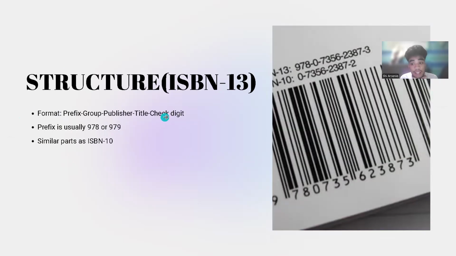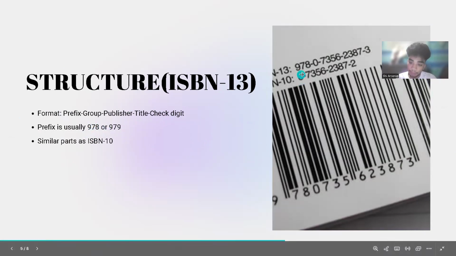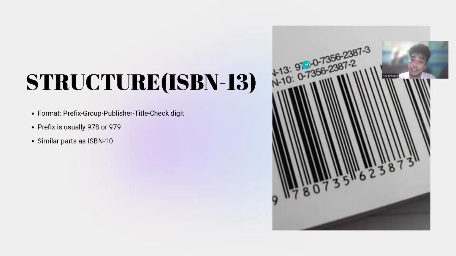So next is ISBN 13. The format is much more similar to ISBN 10. The only difference is we add a prefix which is 978 or 979. So this is the example: 978 is the prefix, 0 is the group number, 7356 is the publisher number, 2387 is the title number, and 3 is the check digit.